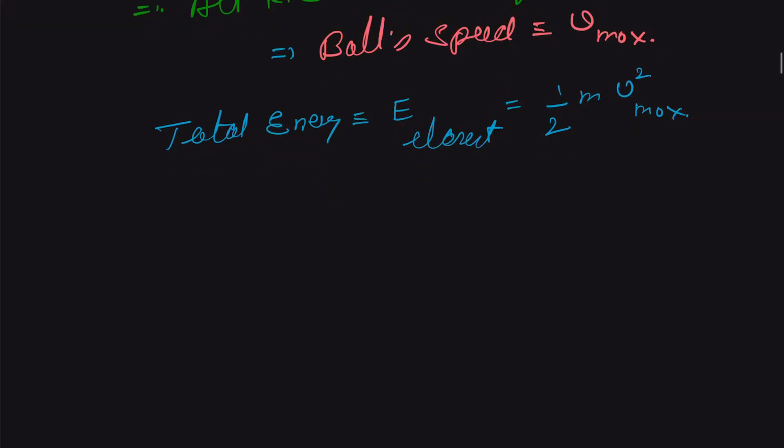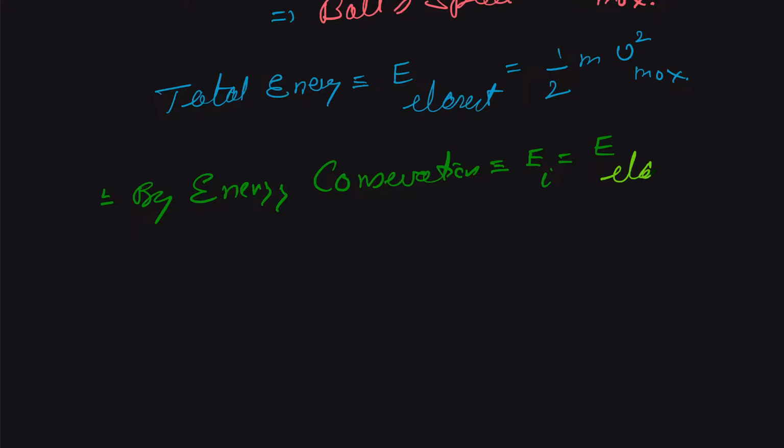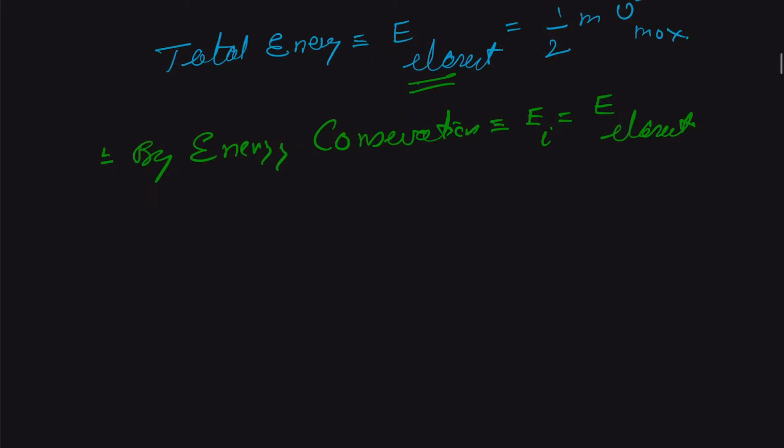And we can now apply the principle of conservation. So we can say by energy conservation, our initial energy is equal to our E closest. And E closest in other terms we can also call a final energy, because after that the block is not going to move. So that will be the final energy of the block. So we can also call it a final energy, but that doesn't matter.